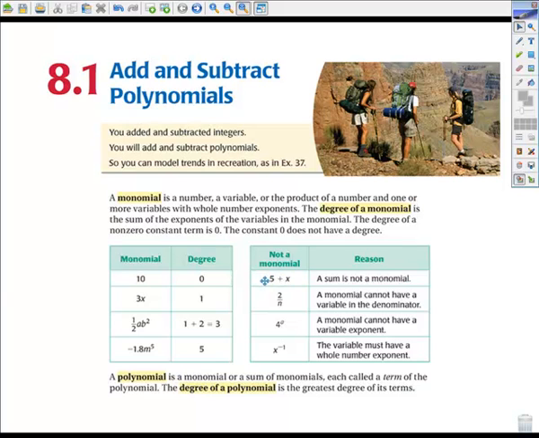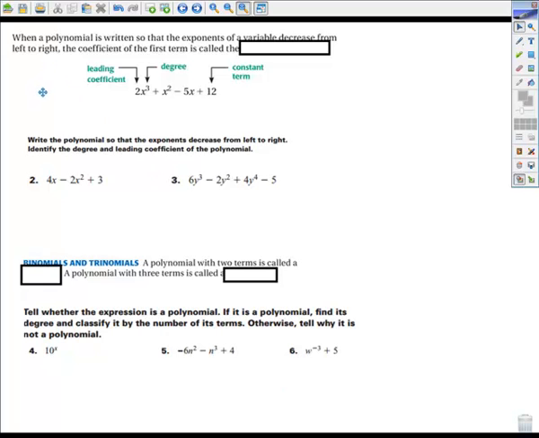Like right up here, this is a polynomial. This is a monomial 5, this is a monomial x. You combine them and now they're a polynomial. And this one actually has degree 1 because the 5 has degree 0, the x has degree 1, so the x is the winner.